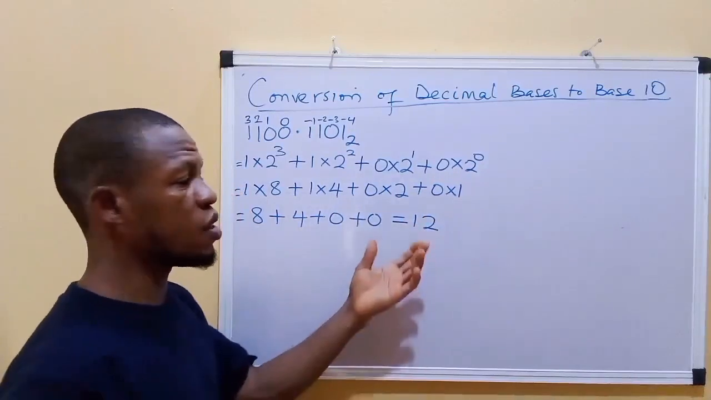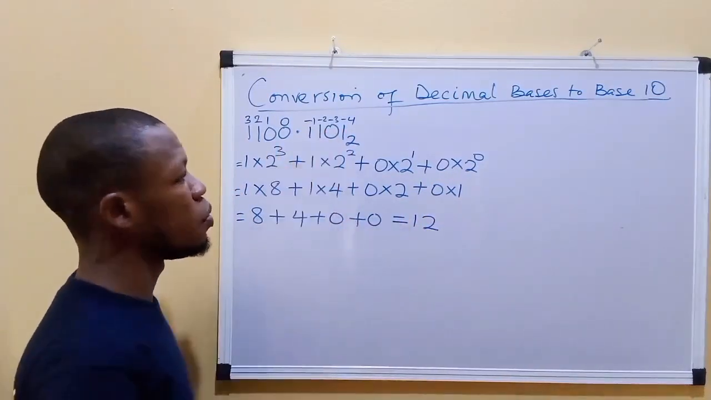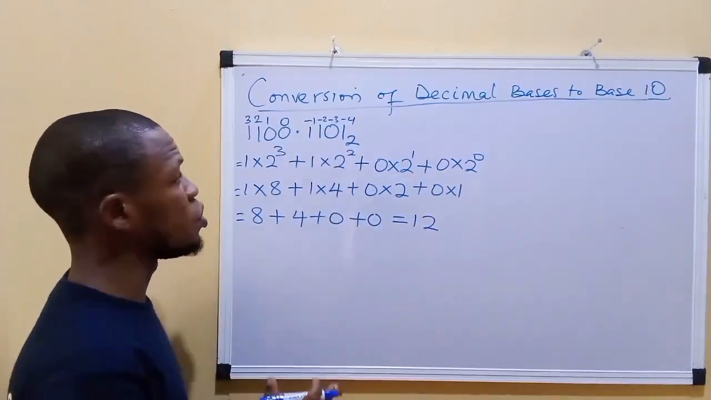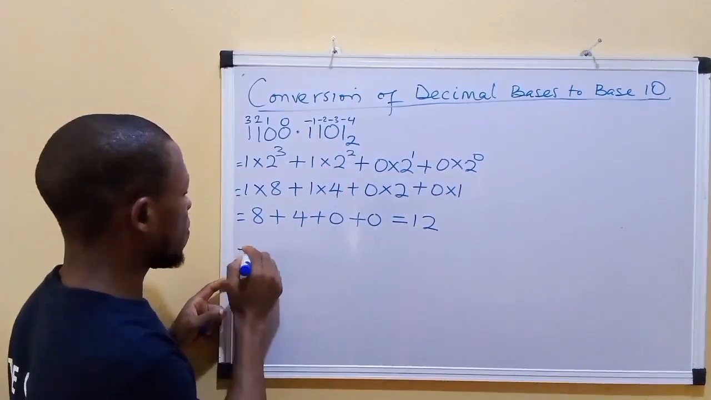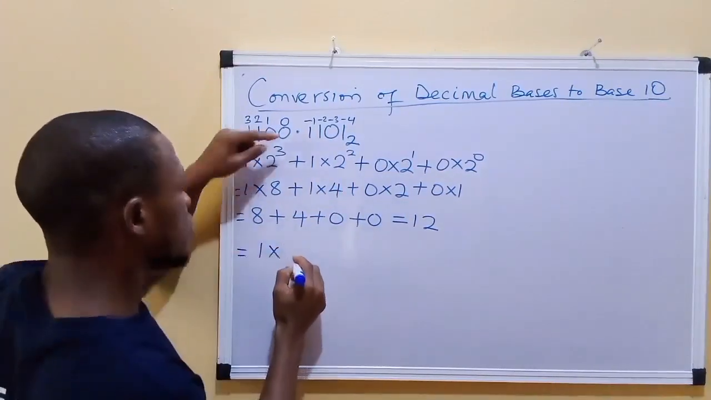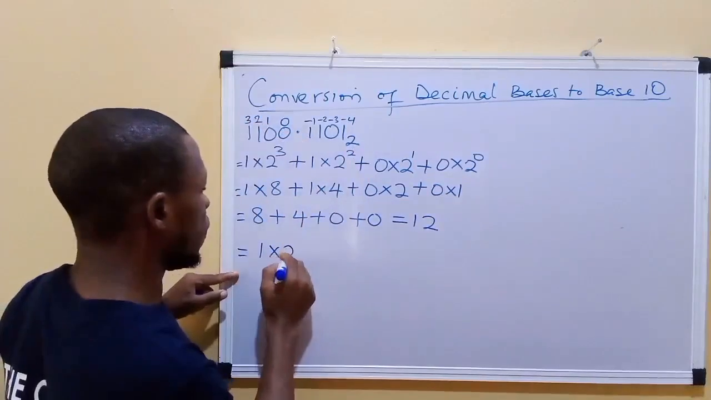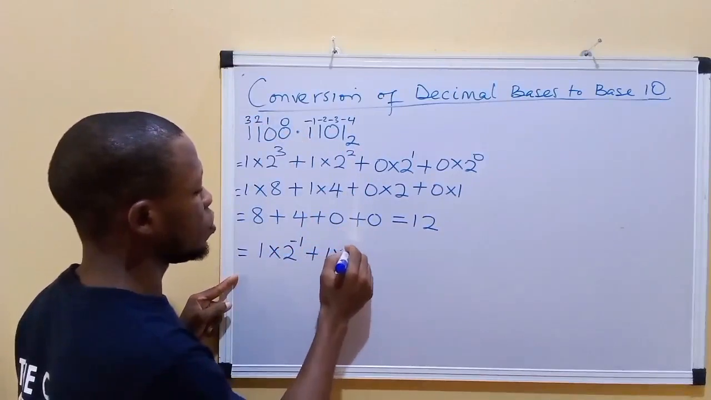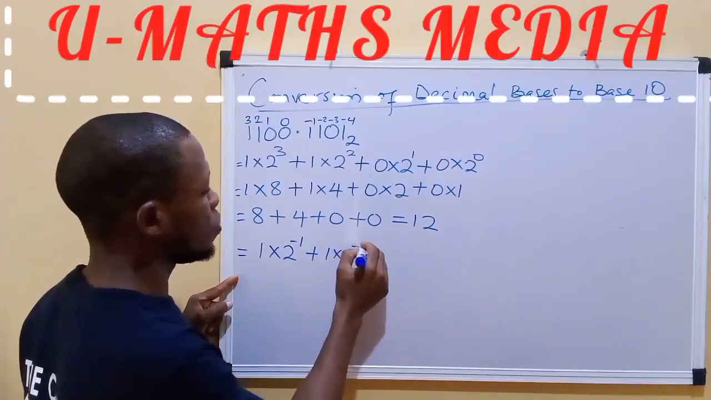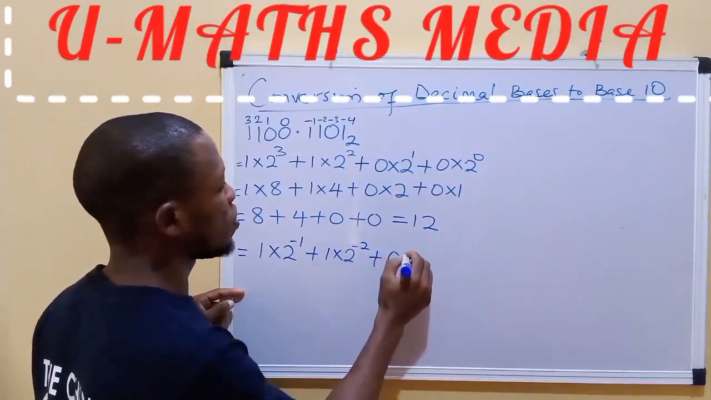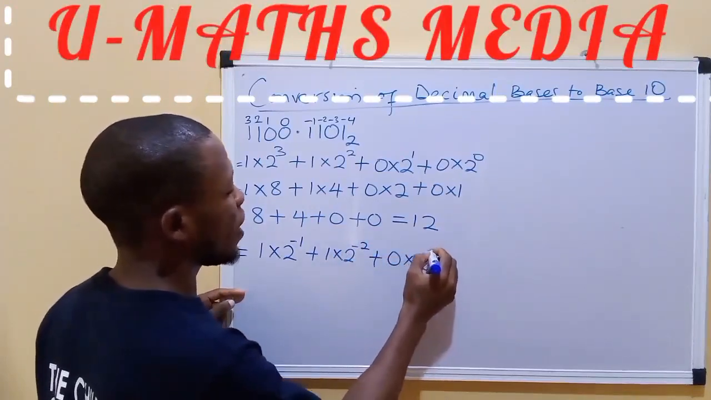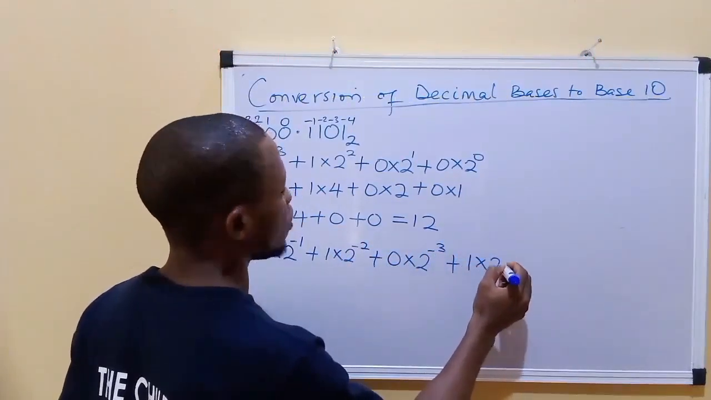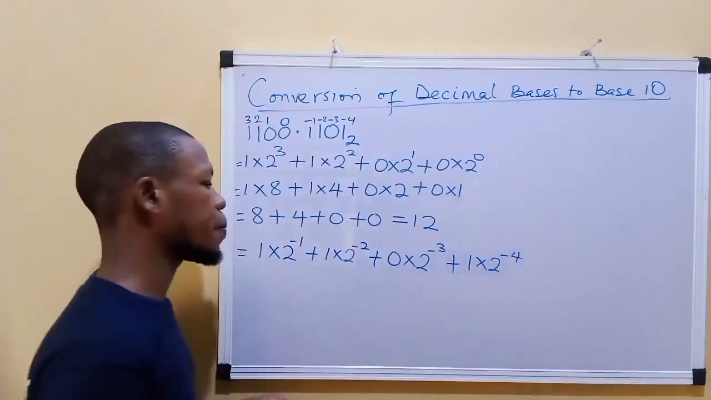Now we are not done. This is just the whole number part of this base 2 number. Let's go back to the decimal part. At the end of the day, we are going to add the two of them together. Now for the decimal part, we have 1 times 2 raised to power minus 1 plus 1 times 2 raised to power minus 2 plus 0 times 2 raised to power minus 3 plus 1 times 2 raised to power minus 4.